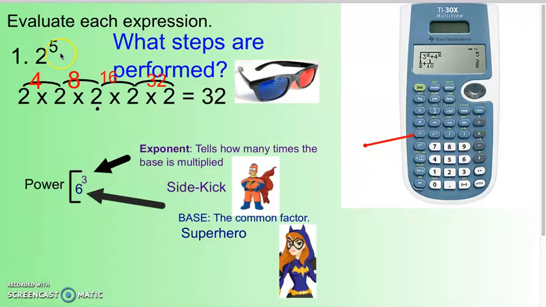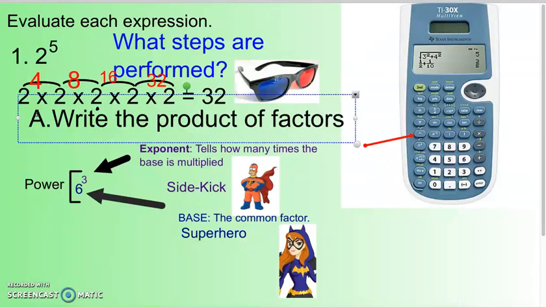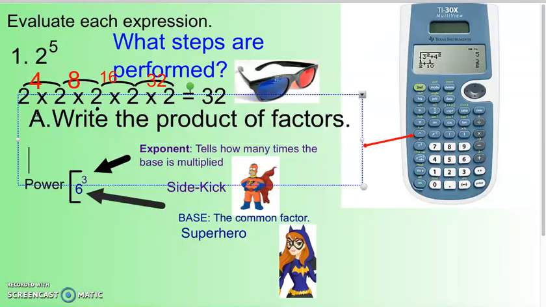If I have 2 to the 5th power, I want you to notice, first of all, the steps that are happening. I want you to make some observations, and I want you to come up with, what's the first step? And we're going to title it A. What would be the first step? You are right. Write the product of factors. So it's basically doing one of our targets that we just learned. So we're going to write out the product of factors.